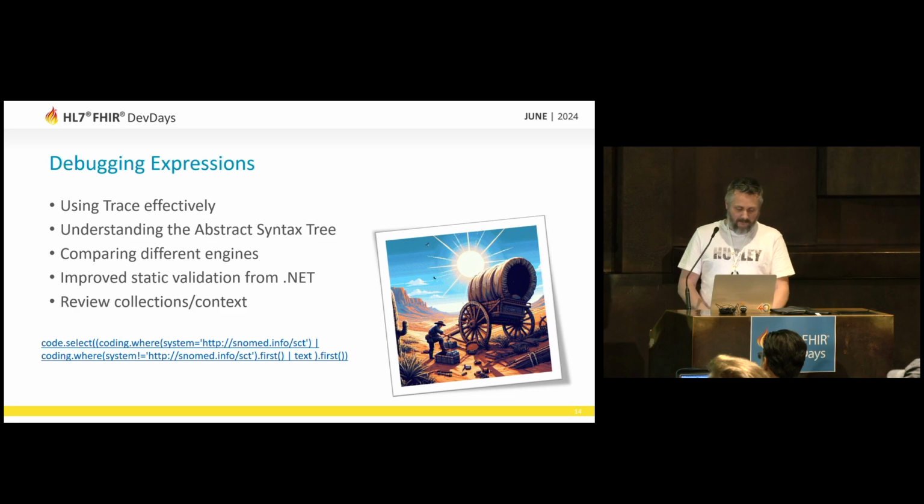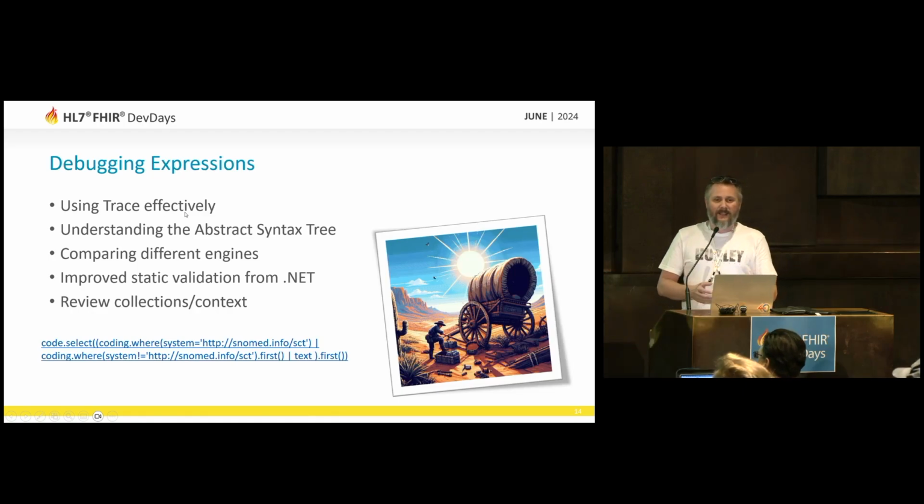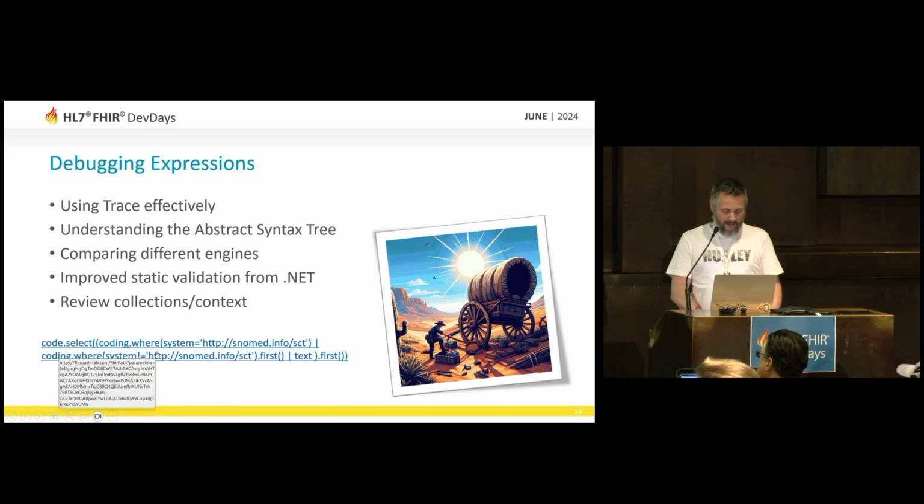So let's have a look at some tooling. So, my tool. Debugging expressions. Use the trace effectively. The trace function is the printf or the console.log of the FHIRPath world. That's the best thing I can say about it. And yeah, abstract syntax tree. So let's get in and have a look at an example.